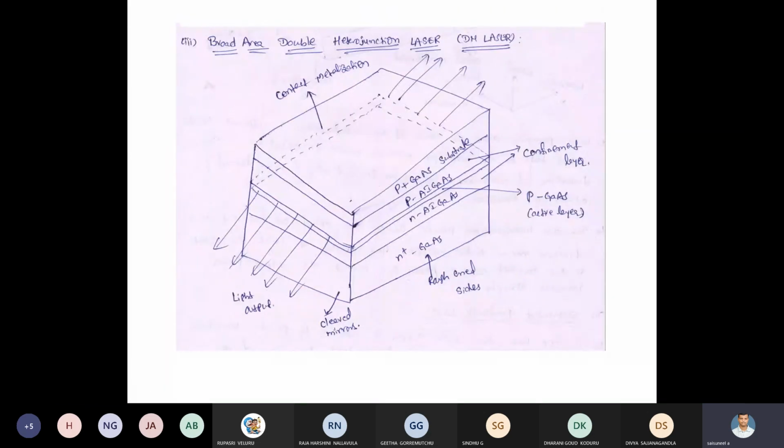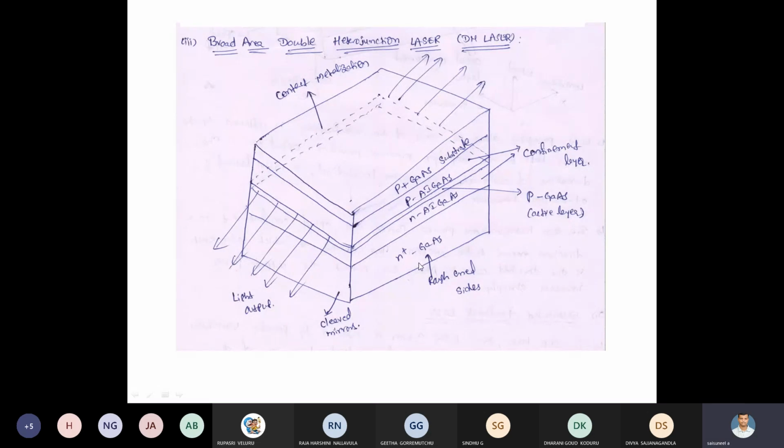Next, the third one is the broad area double heterojunction laser. This is nothing but a cavity. This is the active region, a p-type material. These are the two confinement layers. This is also p-type. P-type with p-type is isotype, and p-type with n-type is anisotype. And n-type and n plus are isotype.